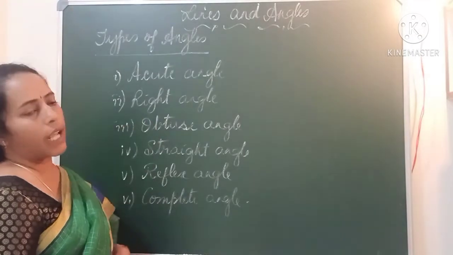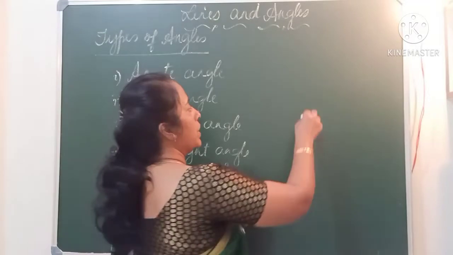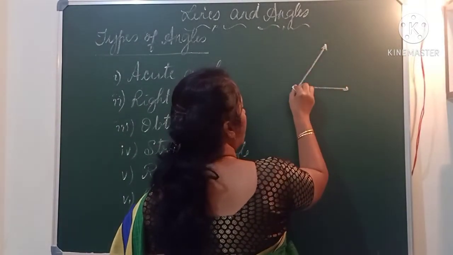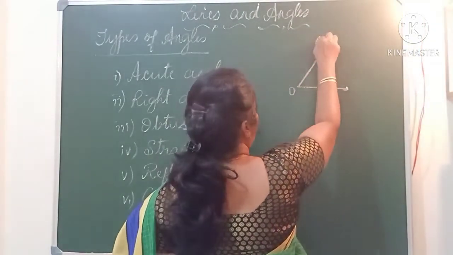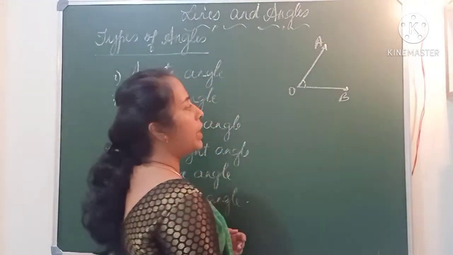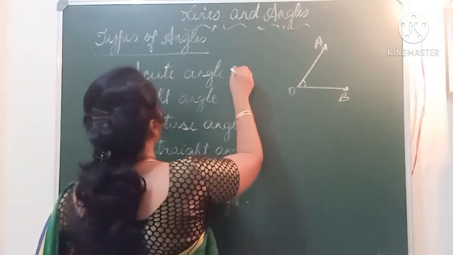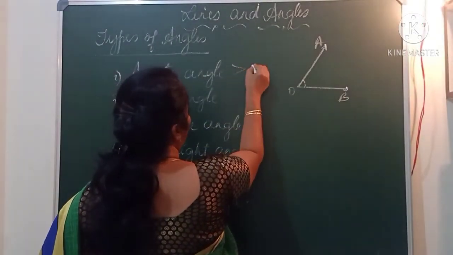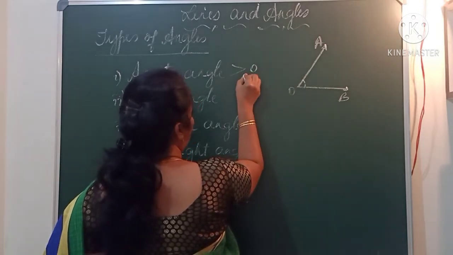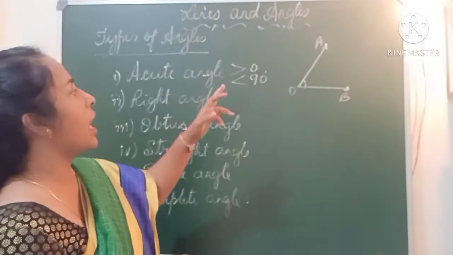Now let us see types of angles. So first one, acute angle. Acute angle means an angle which is greater than 0 degree and less than 90 degree. So here angle AOB is said to be an acute angle, which is greater than 0 degree and less than 90 degree.